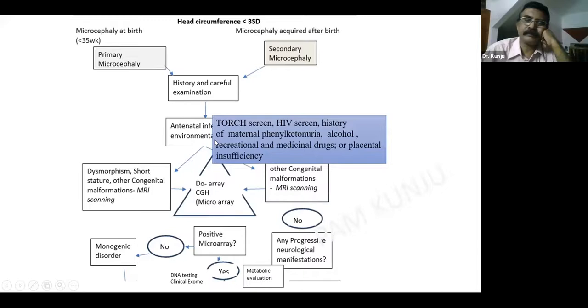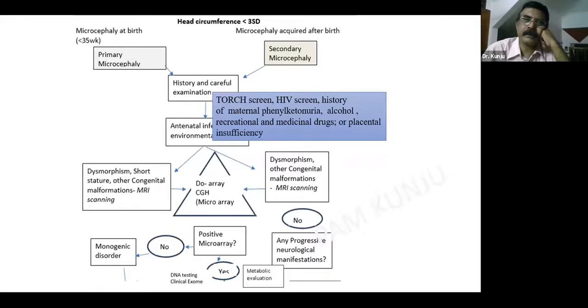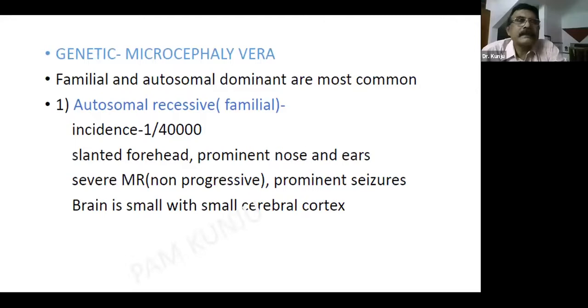So I'll just give you certain clinical features about the various microcephaly conditions. As such, we have understood that the most important one is familial microcephaly. I have mentioned that it can be a monogenic disorder. Monogenic disorders, all of you know, can be autosomal dominant, autosomal recessive, or X-linked. Among them, we all know that autosomal recessive disorders are most of the time more severe. So here again, familial autosomal recessive microcephaly is one of the common types.